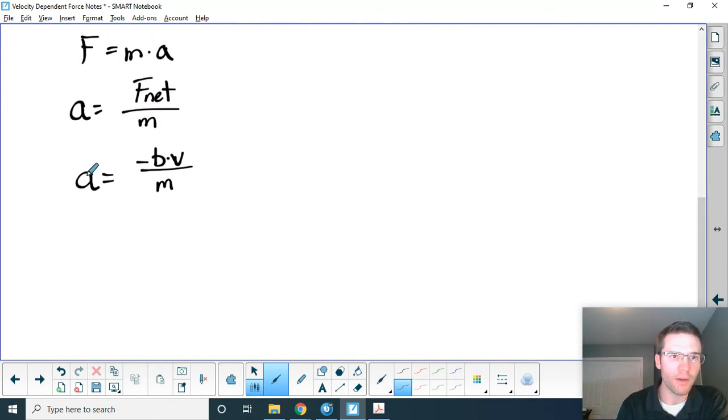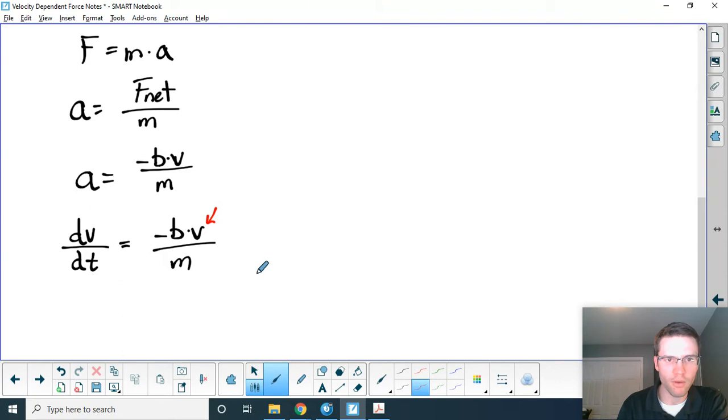So we're going to take a, no calculus here. We just represent a as the derivative of velocity with respect to time. That's equal to negative b times v over my mass. Now I have a differential equation. I have a variable v that's changing. My velocity gets smaller and smaller over time as the boat slows down. These are just constants, b and m, but I have my derivative of v and my derivative of t.